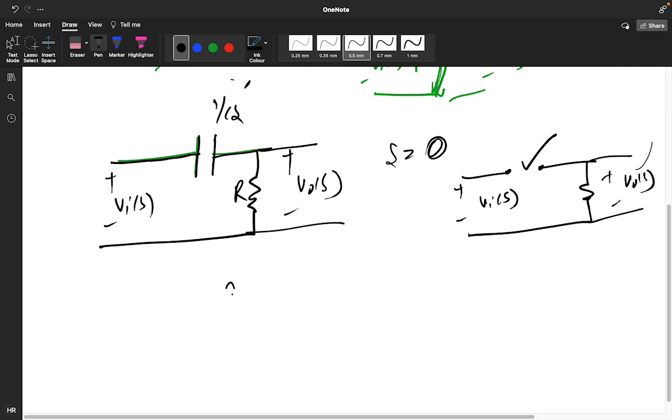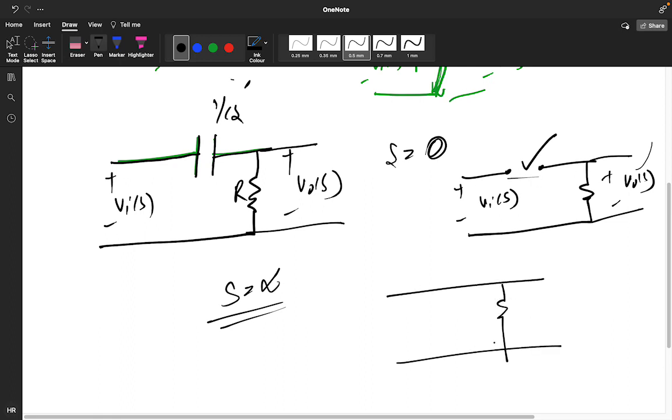But when s equals infinite, what will happen? It will become short circuited. This is your plus minus Vi of s, so whatever voltage is present comes across this V naught of s. So at high frequency it's passing the current, and that's why we get this kind of filter. Understood guys, or still any doubt? Yes, sir. Got it.